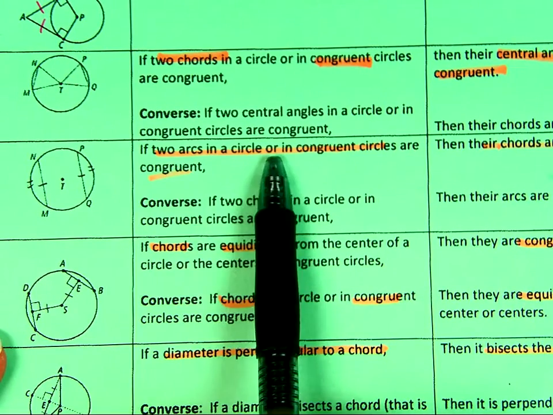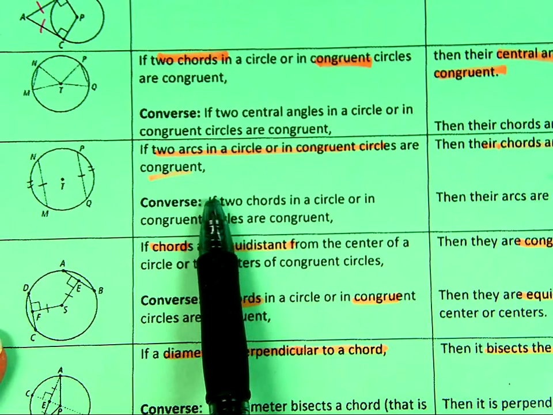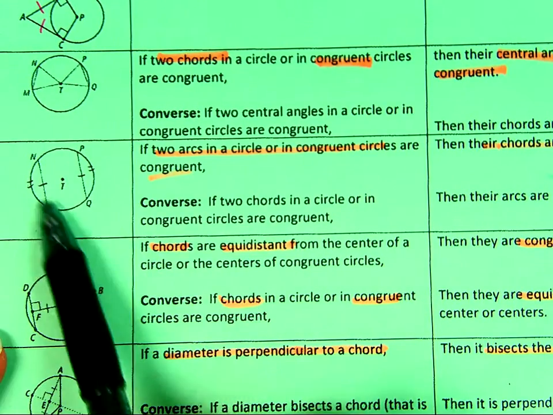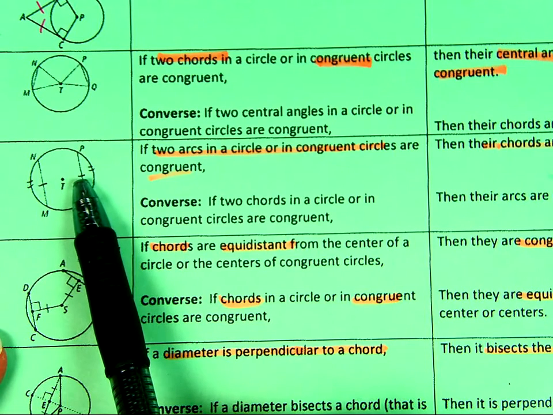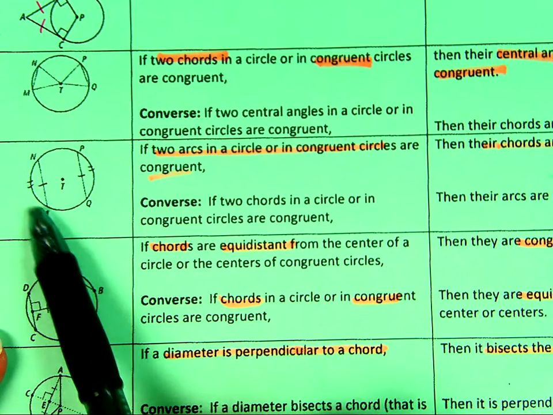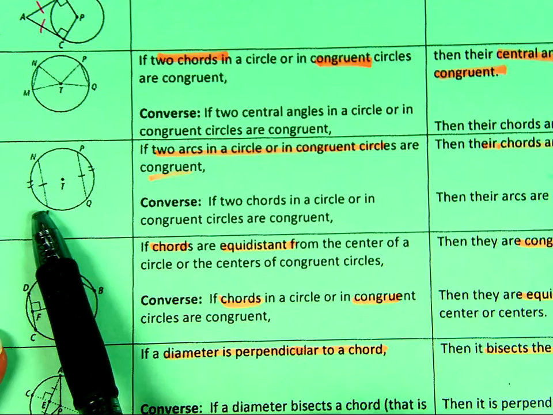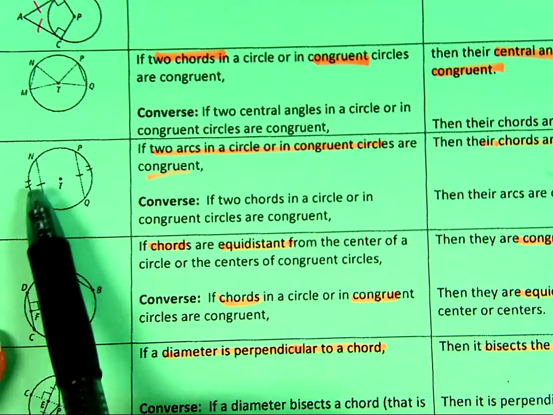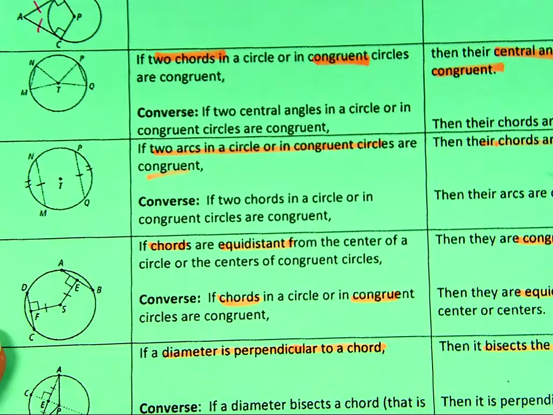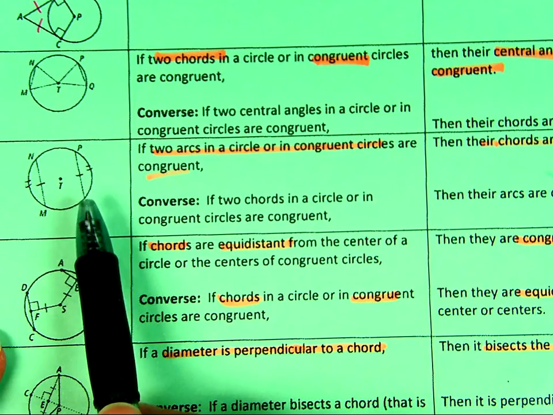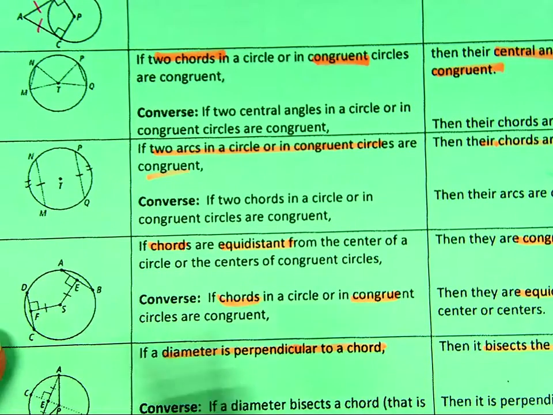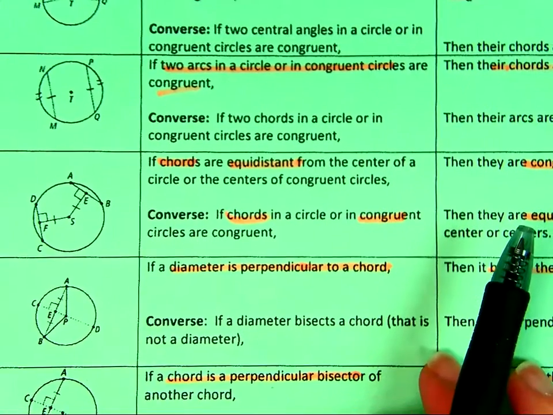This says if two arcs in a circle, or in congruent circles, are congruent, then we know that the chords whose endpoints are defining or intercepting that arc are congruent. And the converse of that is true as well. If you knew the two chords were congruent, you would know the arcs are congruent. So if arcs are congruent, then the chords that help make them are congruent, and vice versa.